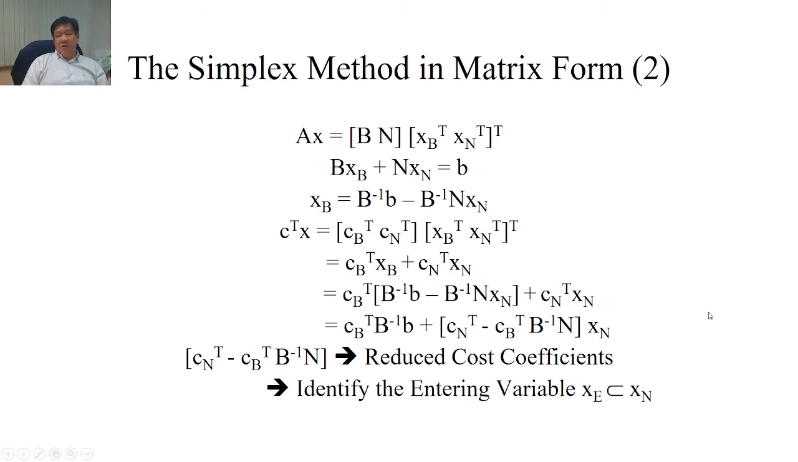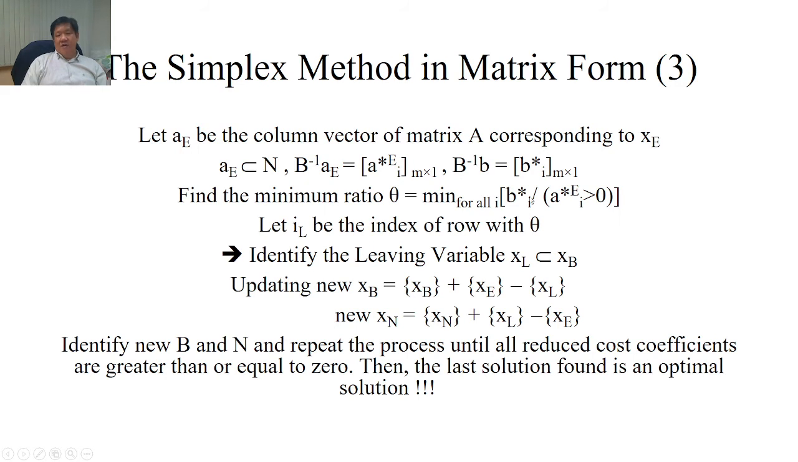But if there still exists a negative value, you repeat the process again by identifying the entering variable, and then identifying the leaving variable, and then once you do the updating for the new x sub B and x sub N, you can repeat the process again and again.